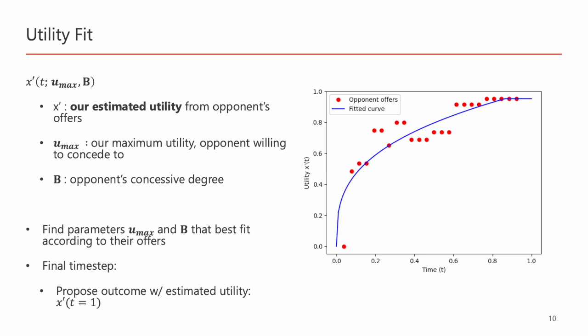More specifically, this utility fit will follow a parametric function, x prime, which will represent our estimated utility from the opponent's offers. It will take in two parameters: u sub max, which will be the maximum utility that the opponent is willing to concede to, and beta, the opponent's concessive degree. The idea is we'll find the parameters that best fit according to their offers, and at the final time step, t equals 1, propose an outcome with estimated utility. To the right is an example of the utility fit being employed within a sub-negotiation. This wraps both our conceding strategy and our look-ahead strategy for the utility fit agent to do its best in sequential multi-deal negotiation.